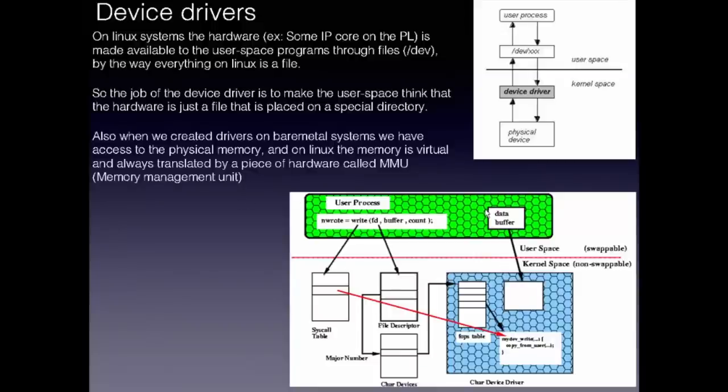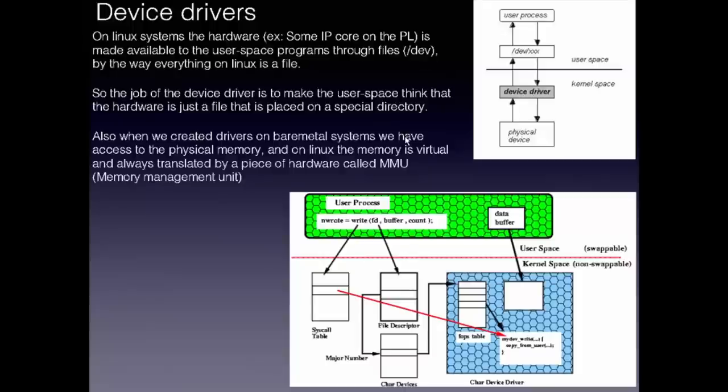Now, device drivers. On Linux, the hardware, for instance some IP cores on the PL part, is made available to the user space programs through files that are normally located in /dev. By the way, everything on Linux is a file. So it's the job of the device driver to make the user space think that the hardware is just a file that is placed in this /dev directory.